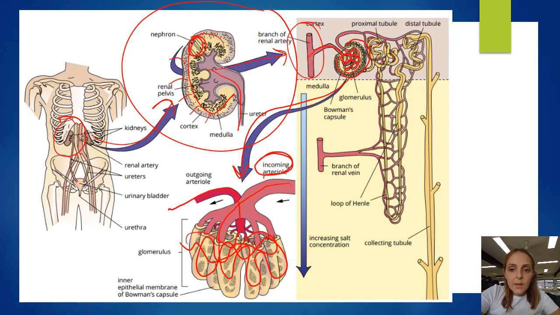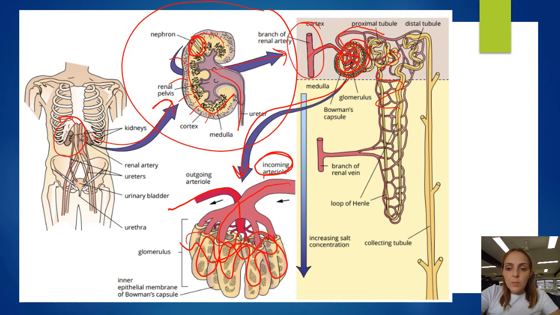Now going back to our image over here, the outgoing arteriole leads into this section, which we call the proximal tubule. Proximal means close, so it's the first tubule. And the blood supply surrounds these tubules. And this is really important because we're going to see where some exchange of materials happens. So like we talked about with our diffusion and osmosis.